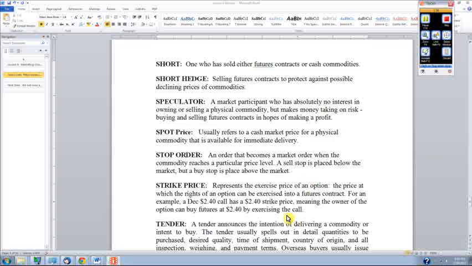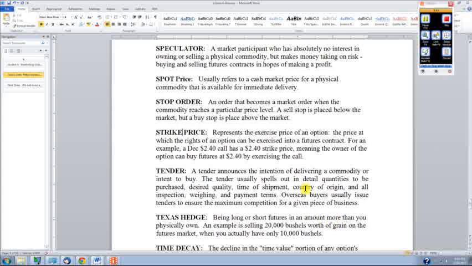A tender announces the intention of delivering a commodity or intent to buy. The tender usually spells out delivery details, etc. Overseas buyers usually issue tenders to ensure the maximum competition for a given piece of business.